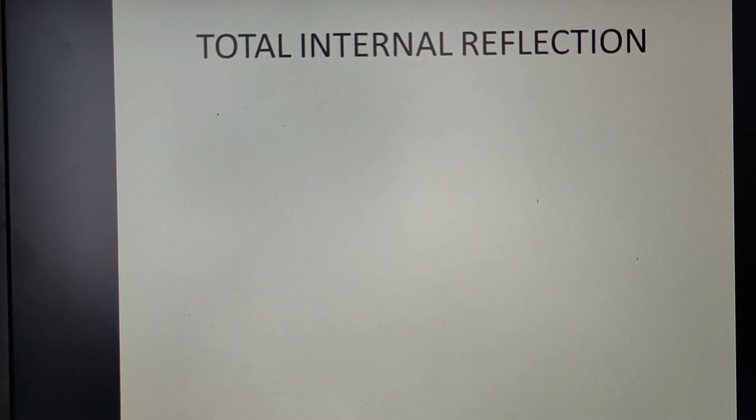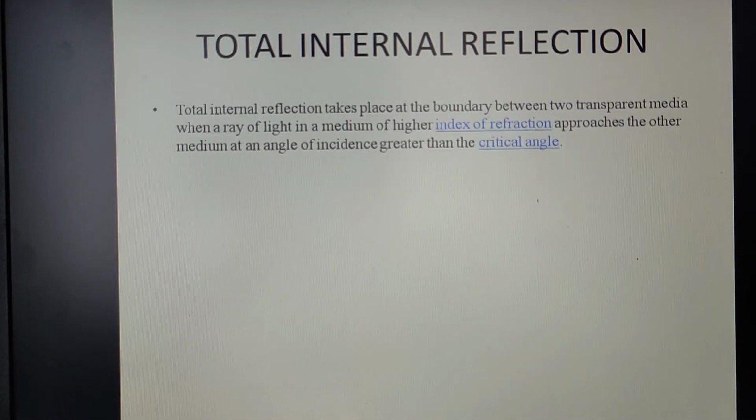Now, what is total internal reflection? Total internal reflection takes place at the boundary between two transparent media when a ray of light in a medium of higher index of refraction approaches the other medium at an angle of incidence greater than the critical angle. Now, as we move from denser to rarer medium, the angle of refraction moves away from the normal. As it keeps moving away from the normal, at a certain angle of incidence, it will generate an angle of refraction that grazes the surface between medium 1 and medium 2. For that particular refracted ray, the angle of incidence is known as the critical angle.